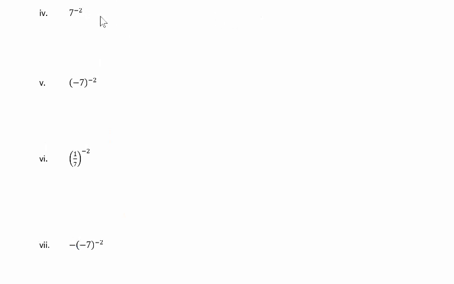Okay, now 7 to the negative second, using the negative exponent rule, that is the same thing as 1 over 7 to the positive second, or 1 over 49. Okay, and then negative 7 to the negative second, using the same rule, that's 1 over negative 7 to the positive second, or 1 over 49, same answer.